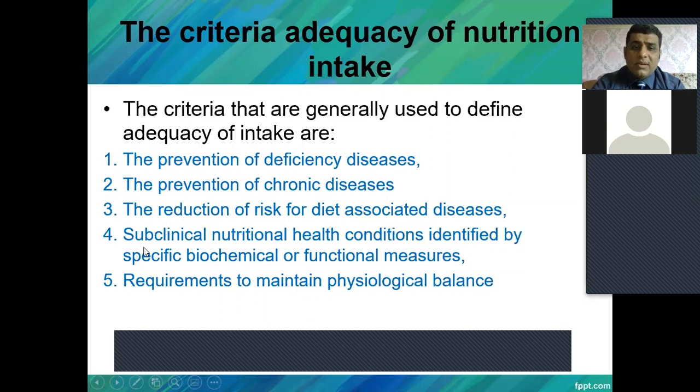Then the subclinical nutrition health condition identified by specific biochemical or functional measures, and moreover the requirement to maintain a physical balance. So we can give this education to the patient. These are the things we need to tell the patient, and then we can explain what kind of disease should be there, what kind of lifestyle modification should be there, and how that can be considered as adequate nutrition.